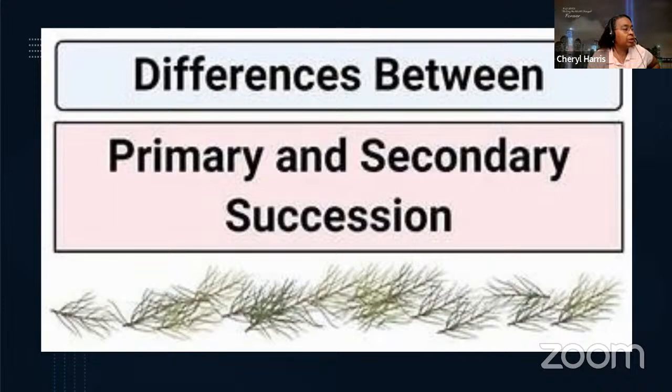Give me 1 second to get this looking like that. Okay, good. All right. So there's a difference between primary succession and secondary succession. So first we're going to look at primary succession.